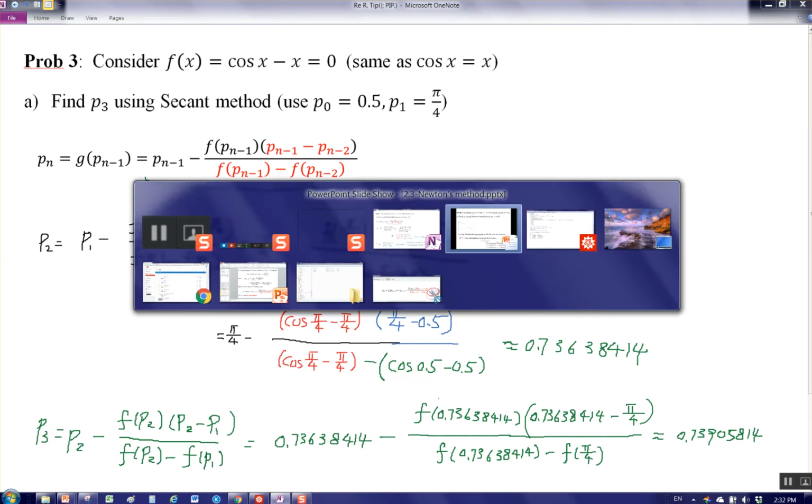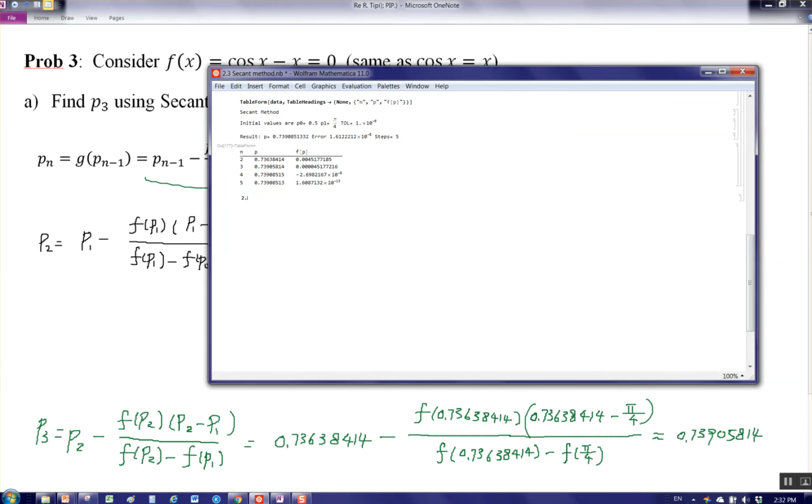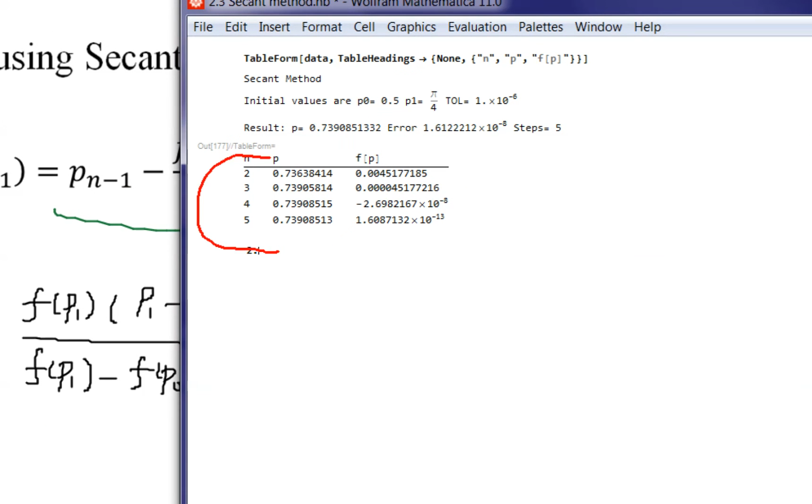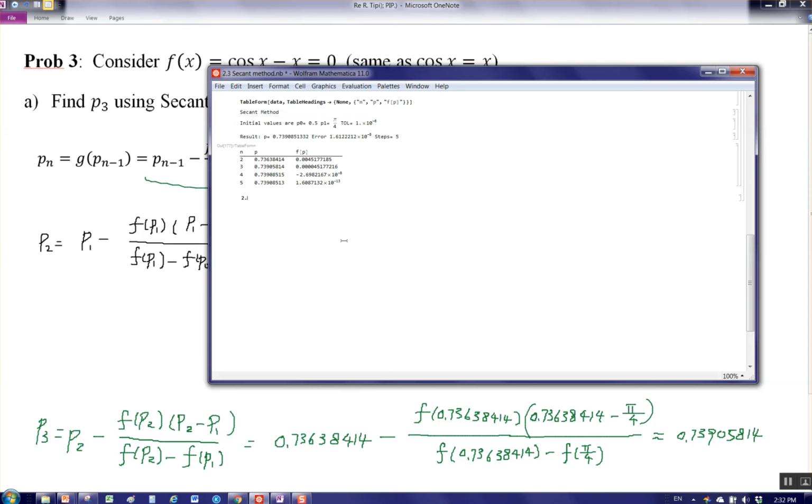I'm going to run my program here. I have the function, and I use these two initial values given in the problem, and after running the program, this is my result. Keep in mind, it doesn't say 5 steps because P0 and P1 are given, right? The first two are given. So actually it only takes 4 steps, 1, 2, 3, 4, to achieve the same accuracy compared to Newton's 3 steps. This is pretty good. Although it's not as fast as Newton's method, it's fairly close. So this concludes this short little video.